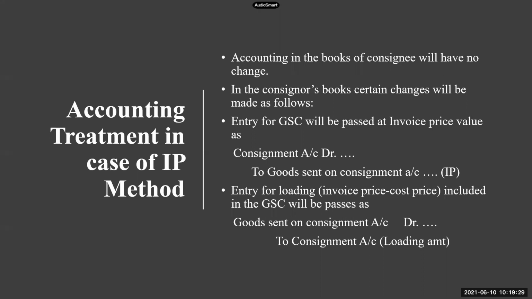Coming to the consignor's accounts. Consignor prepares 3 accounts: consignment account, goods sent on consignment account, and the consignee's account. Among these 3 accounts, there will be a slight change to the consignment account and the goods sent on consignment account. The consignee's account is exactly opposite to the consignor's, so there will not be any change in that. Only these 2 accounts will change. So we will see what is that change.